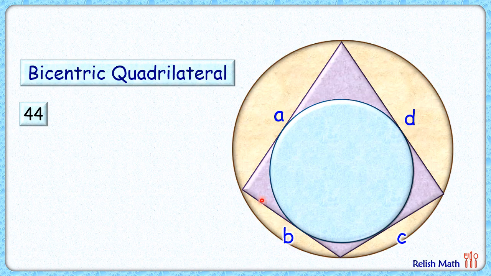So here we have a purple quadrilateral, and inside it we have a circle. So you can call this quadrilateral a tangential quadrilateral, but the same quadrilateral is also inside the brown circle. So this quadrilateral can also be called a cyclic quadrilateral. A quadrilateral which is both tangential and cyclic, we call a bicentric quadrilateral. And the area of this bicentric quadrilateral is given by an amazing formula: the area is the square root of ABCD. So let's check the next formula.